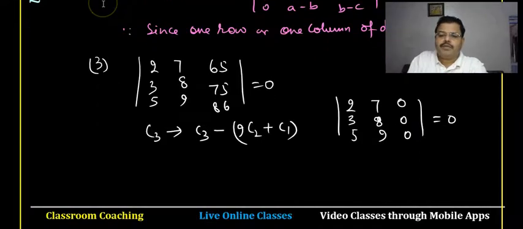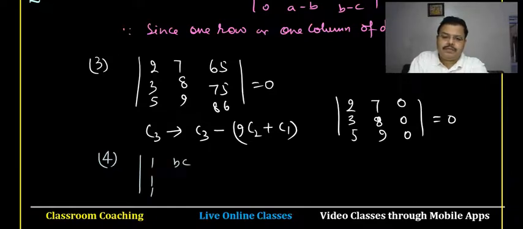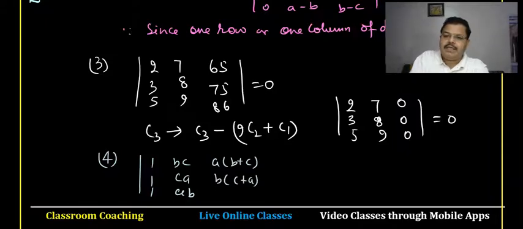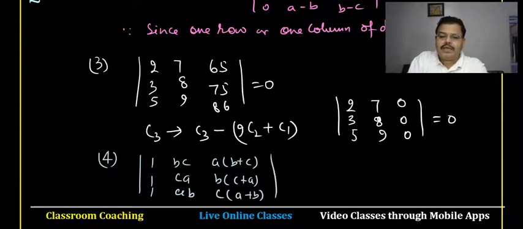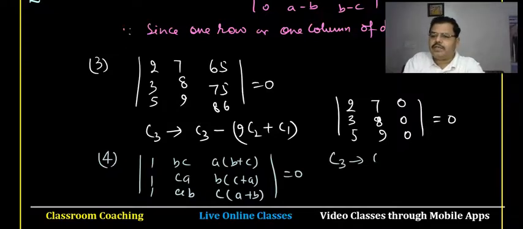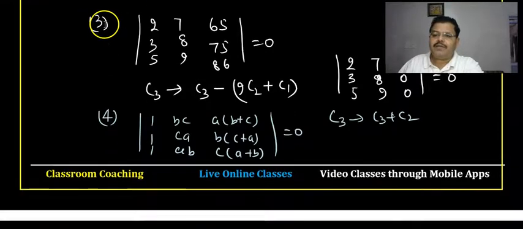Now, question number 4. The determinant is 1, 1, 1; BC, CA, AB; and A, B plus C, B, C plus A, and C, A plus B. You can see that this will also be 0, because if we proceed with C3 tends to C3 plus C2, then C1 and C3 will be identical. In that case, the value of the determinant will be 0.